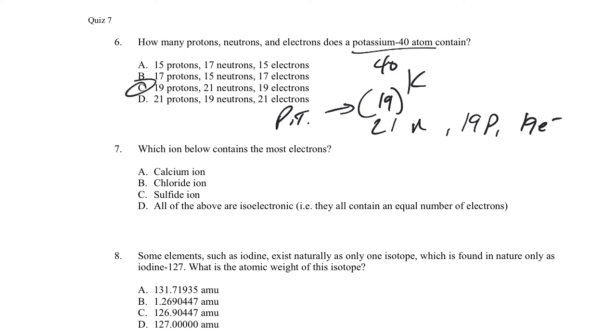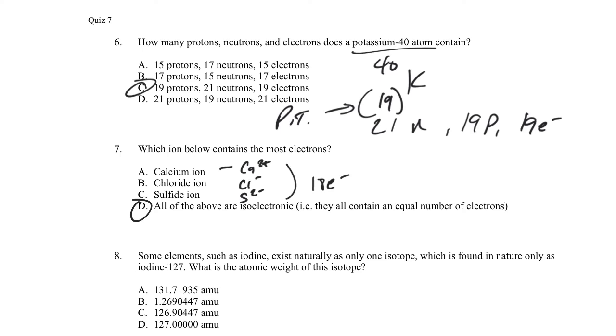Which ion contains the most electrons? Calcium, 2 plus. Chloride is Cl minus. Sulfide is S2 minus. These all actually have that noble gas count of argon of 18 electrons. So they're all isoelectronic, meaning they have the same number of electrons.